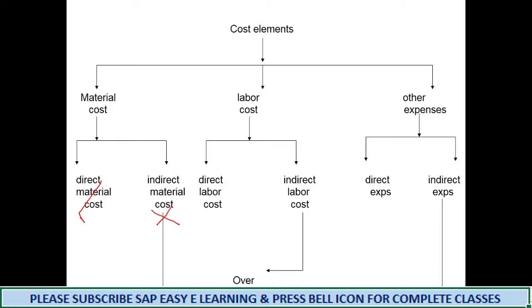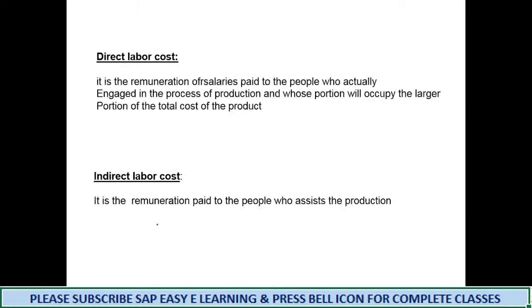Now coming to direct labor cost. See, it is the remuneration or salaries paid to the people who are actually engaged in the process of production and whose portion will occupy a larger portion of the total cost of the product. For example, we have one computer tables manufacturing department, right?